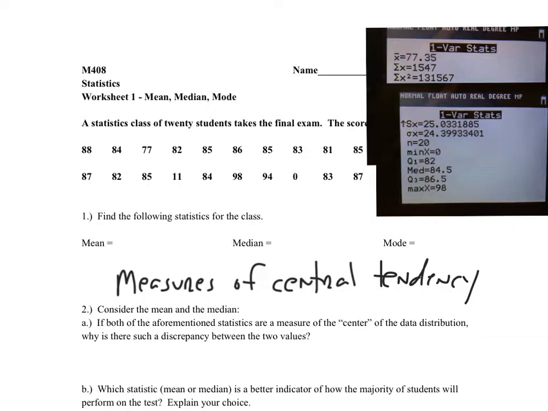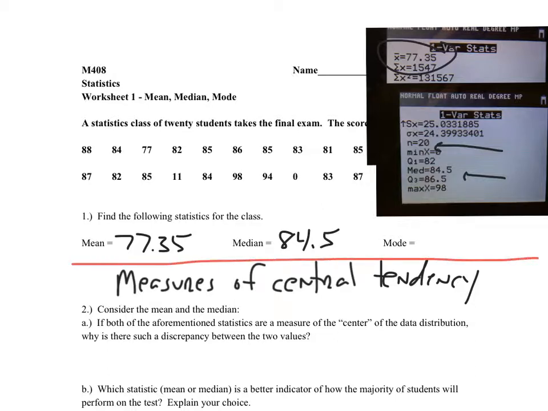So here I have 20 pieces of data, and here the mean, 77.35, the median, 84.5. And remember, the calculator doesn't directly tell you the mode. I think the best way to go about finding the mode is to sort the data in order.